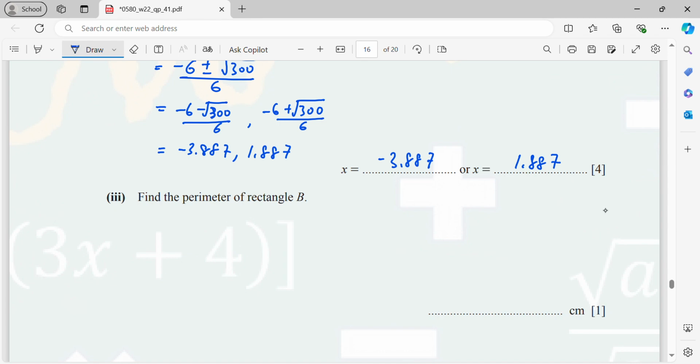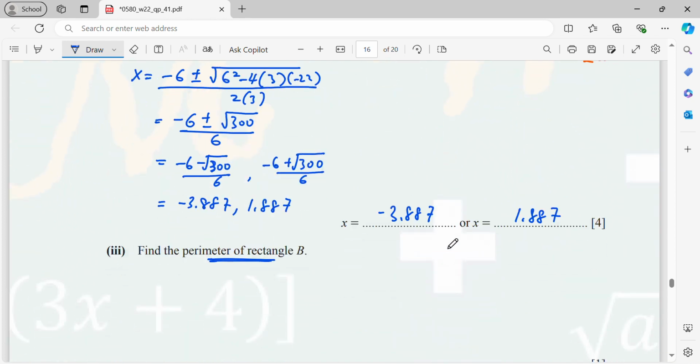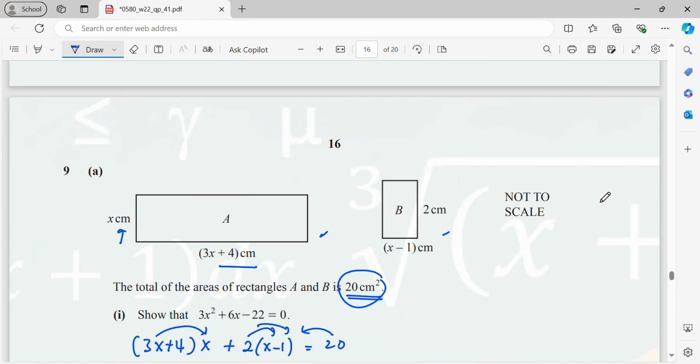Part 3, find the perimeter of rectangle B. So now we are finding x. Obviously, x cannot be negative, so we have to consider x as the positive value. The perimeter is basically double the summation of these two sides. Because here is x minus 1, this is 2, I will just add these 2 and then times 2.